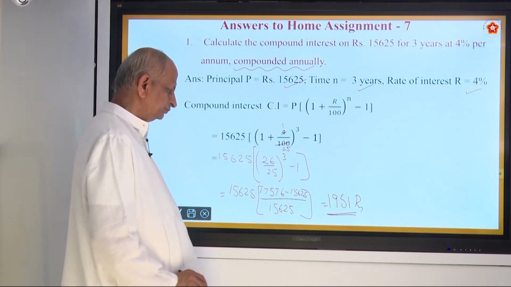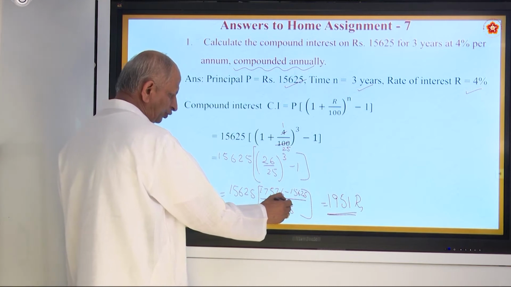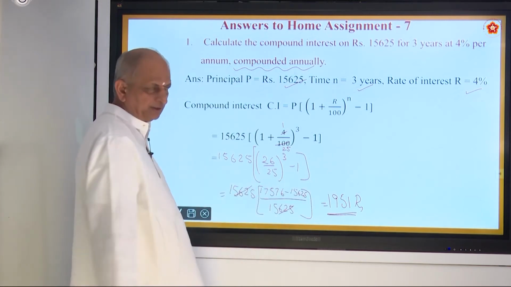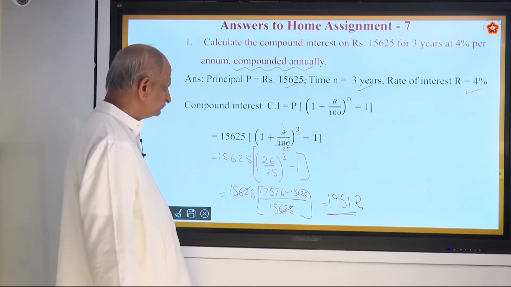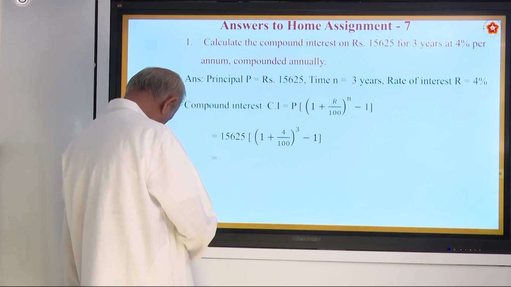Followed? So, this you subtract, and as you know, these two will cancel. If you subtract, this is the answer, 1951. That is the first sum. Coming to second sum.